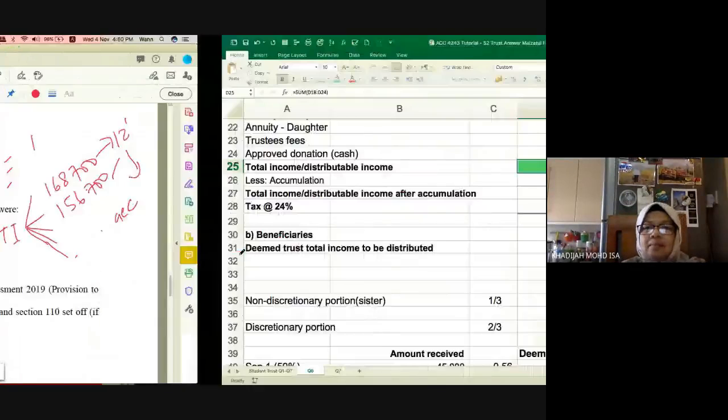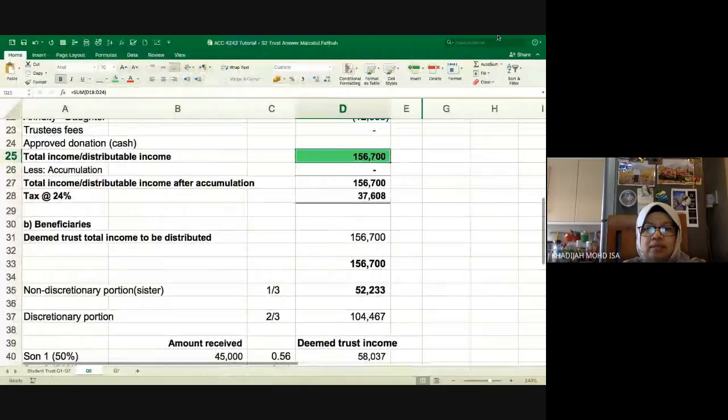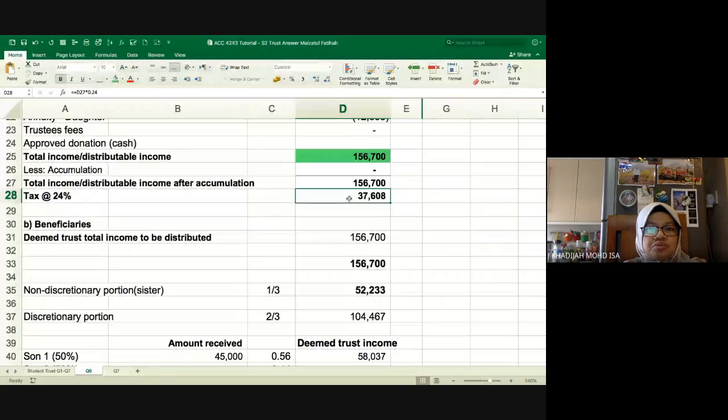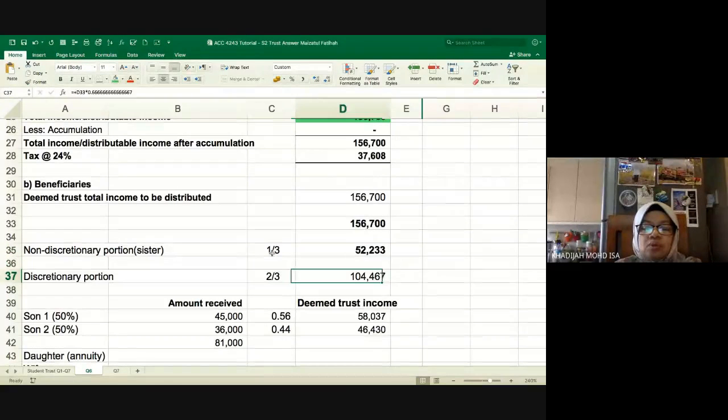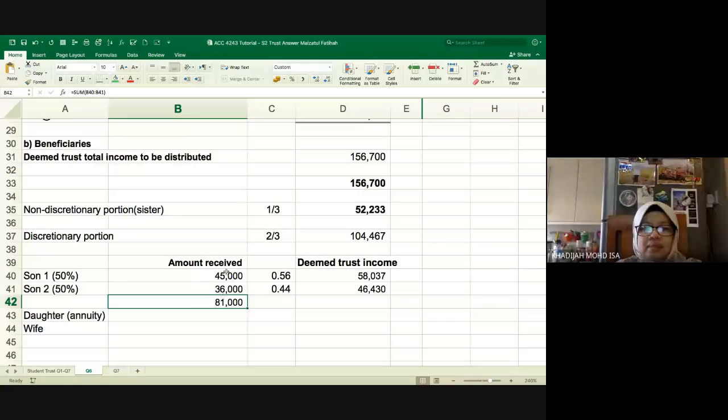So that's why in my answer, I say that this is a tax to be paid by the trust, but the deemed trust income, that non-discretionary portion, is 1/3. This is 152,233, but the 2/3 is 104,467. So how I decide is that, remember that total amount received is 45,000 and 36,000. So total amount received is 81,000.